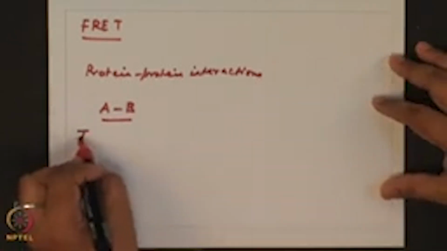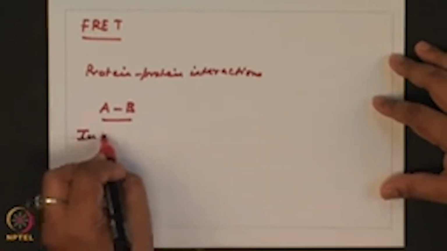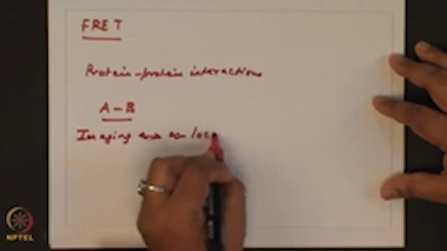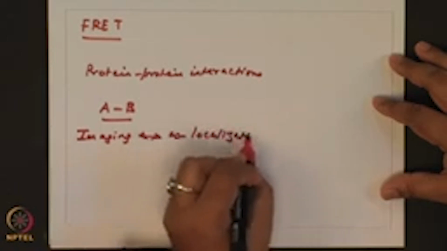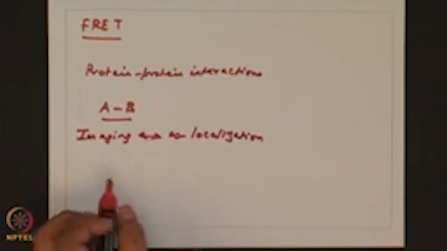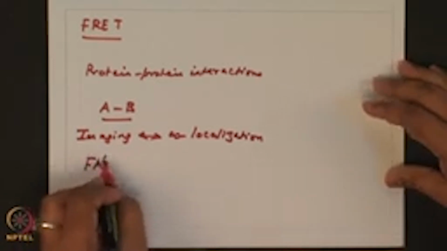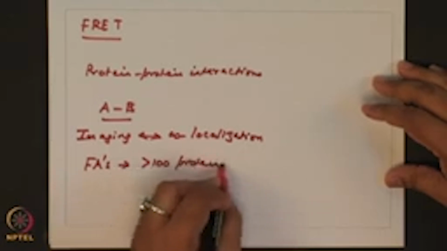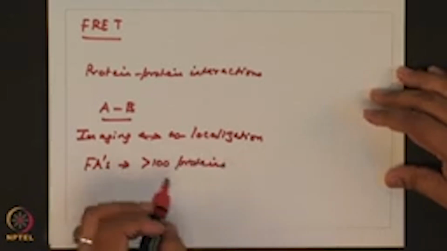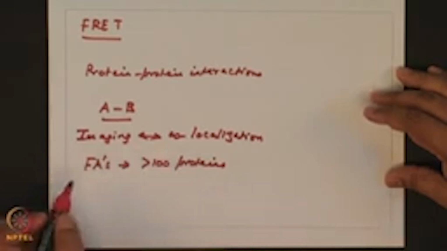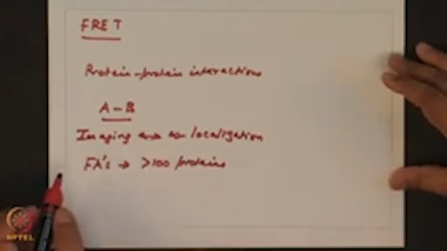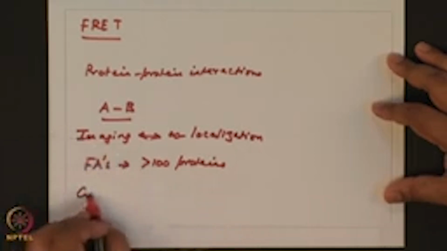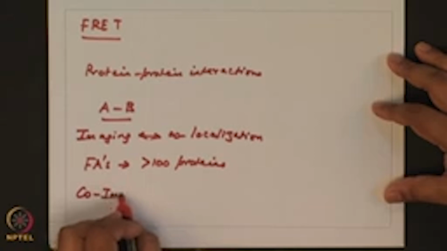If you use imaging, all you would get is information about co-localization, but this is not enough to say A and B interact, because we know, for example, that at focal adhesions you have more than 100 proteins which localize. It is not that each of these proteins is interacting with each other. So, one way to find out the interaction of two proteins is using co-immunoprecipitation.